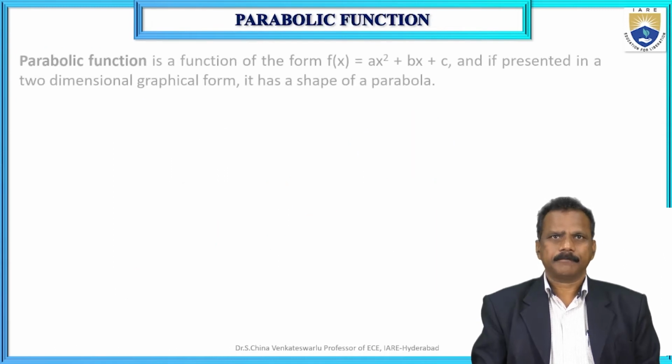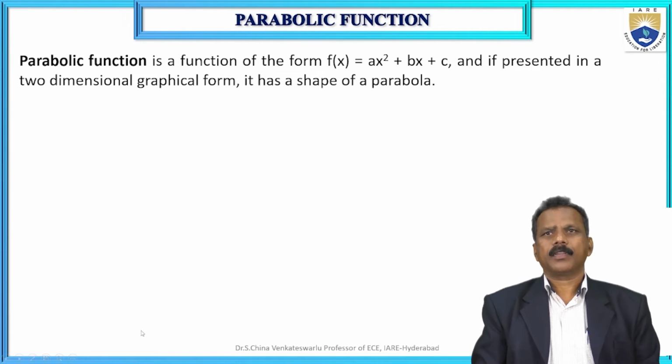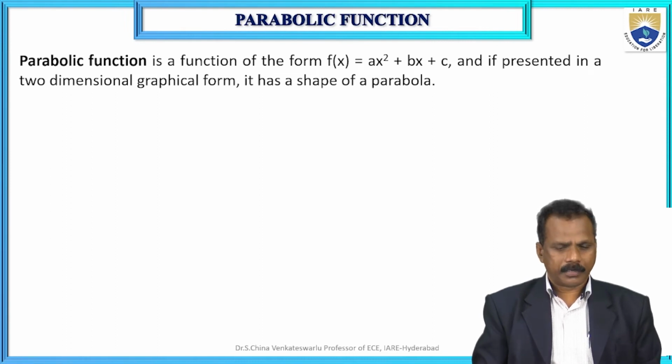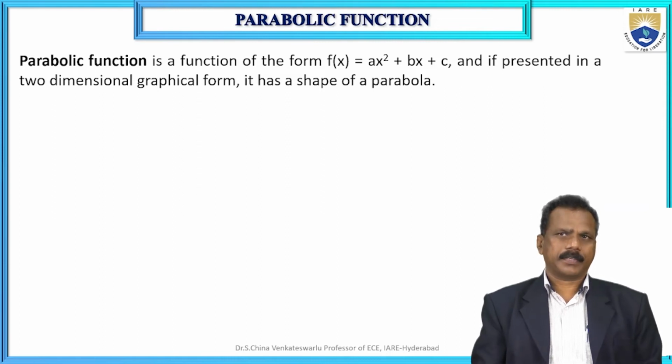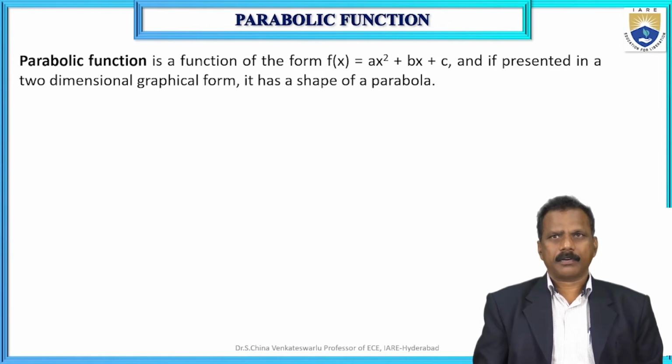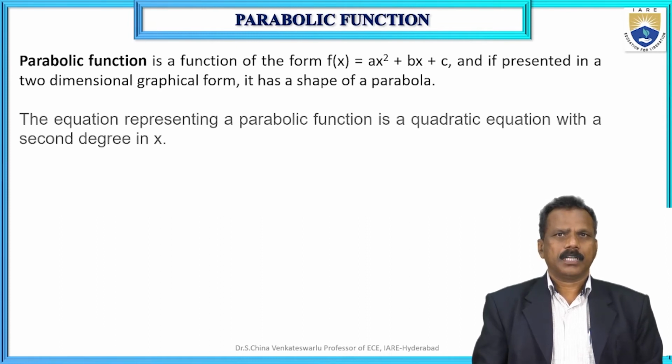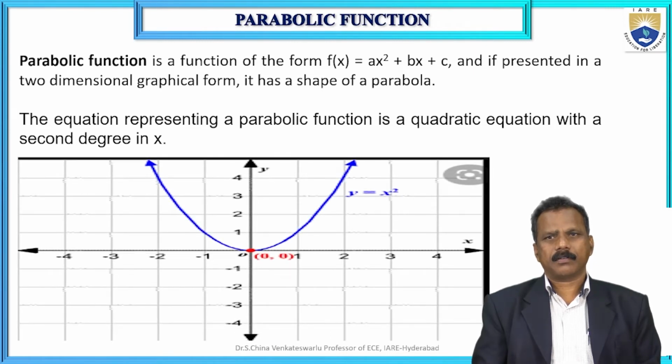Next, the parabolic function. A parabolic function is a function of the form f of x is equal to ax square plus bx plus c. This is the fundamental aspect of the parabolic function, and if presented in two-dimensional graphical form, it has the shape of a parabola. The equation represents the parabolic function, a quadratic equation with second degree in x. Like this, we verify it.